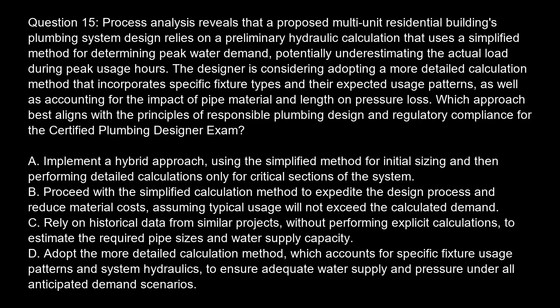Option A. Implement a hybrid approach, using the simplified method for initial sizing and then performing detailed calculations only for critical sections of the system. Option B. Proceed with the simplified calculation method to expedite the design process and reduce material costs, assuming typical usage will not exceed the calculated demand. Option C. Rely on historical data from similar projects without performing explicit calculations to estimate the required pipe sizes and water supply capacity. Option D. Adopt the more detailed calculation method, which accounts for specific fixture usage patterns and system hydraulics, to ensure adequate water supply and pressure under all anticipated demand scenarios.